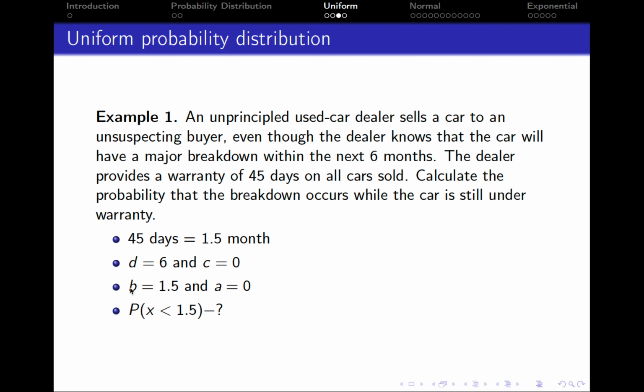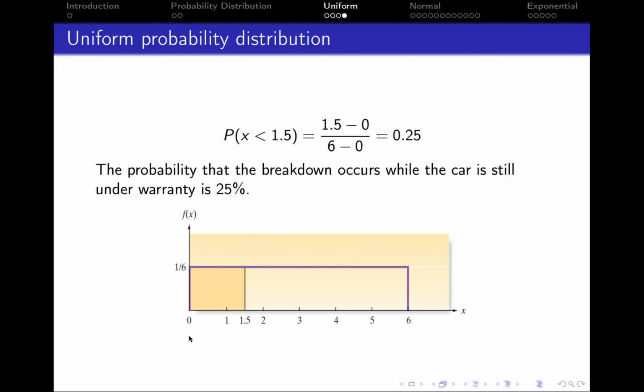So we get that b is equal to 1.5 and a is equal to 0. And we're interested in the probability that the breakdown will occur before 1.5 months. So let's see how this result is calculated. In the numerator we put b minus a, so 1.5 minus 0, and in the denominator we put d minus c, which is in our case 6 minus 0, and we get the probability of 0.25. So the probability that the breakdown occurs while the car is still under warranty is 25%.